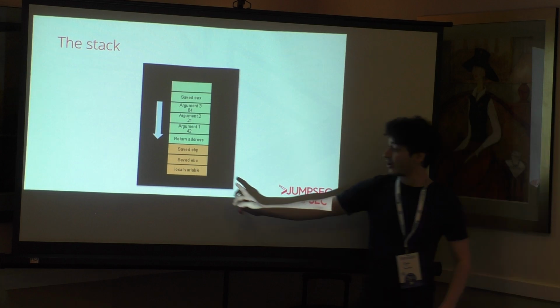And what can happen if you go sufficiently large in the overflow is you can actually overwrite this return address. What that means is when this function is done running, it's going to look to that value that you put in there as to where it's going to go back. That means that we can leverage this to control program execution.